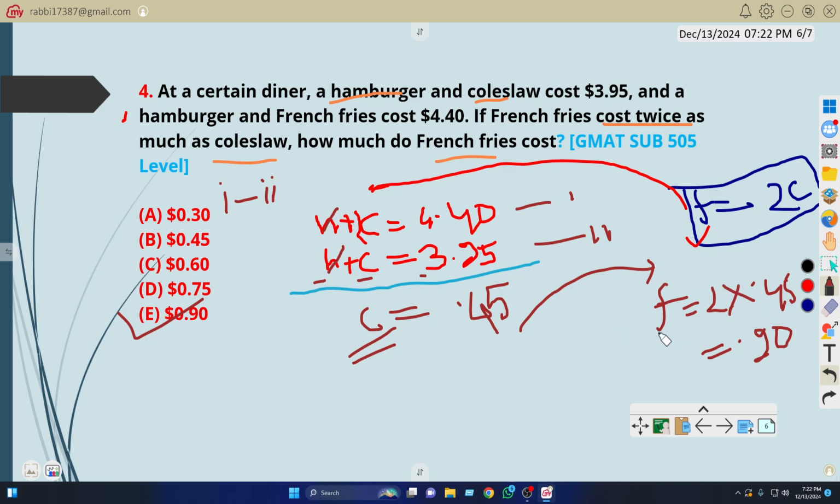So we identified the coleslaw price and the french fry price, and we can also identify the hamburger price if needed, but at this time it's not required for us. So the correct answer is C.